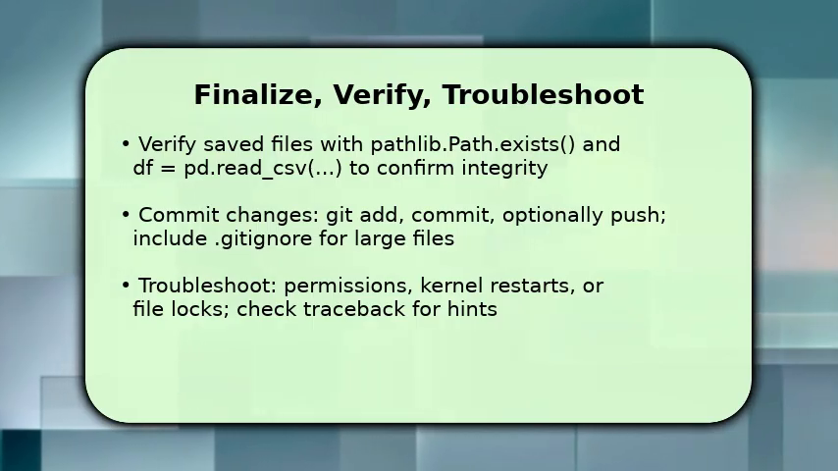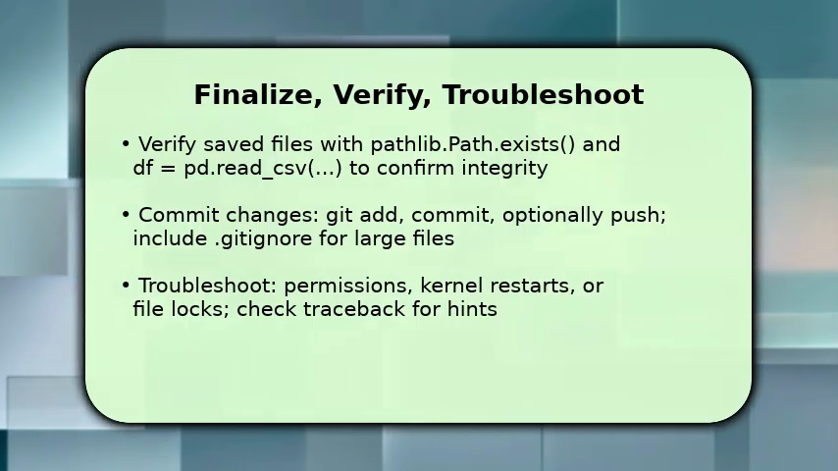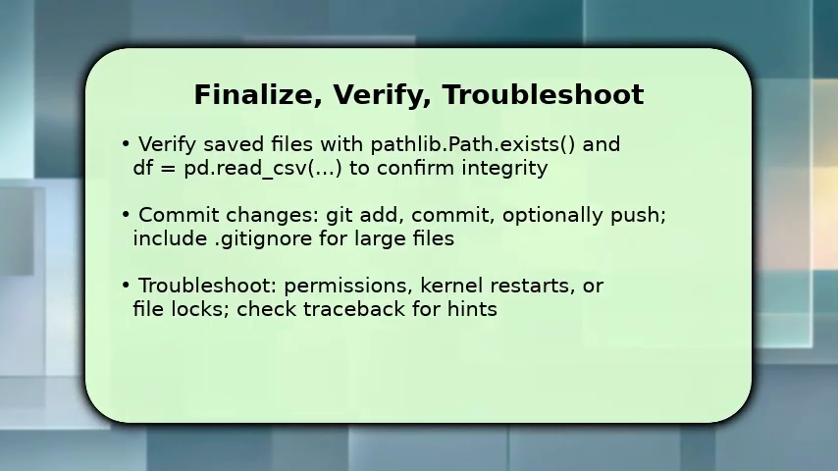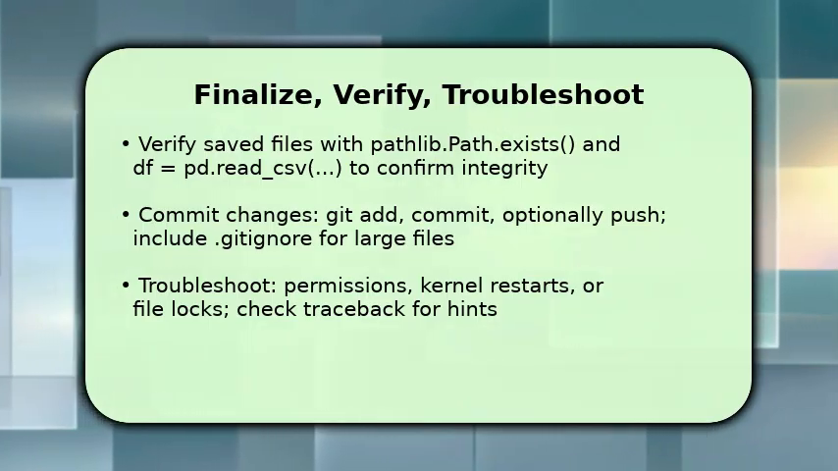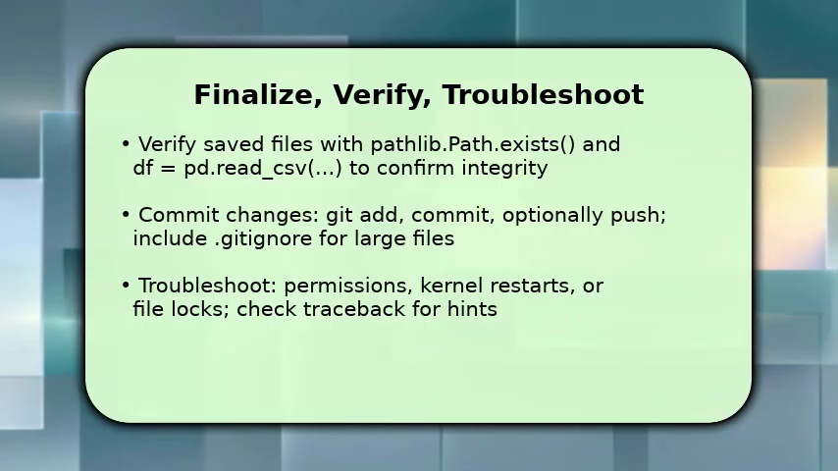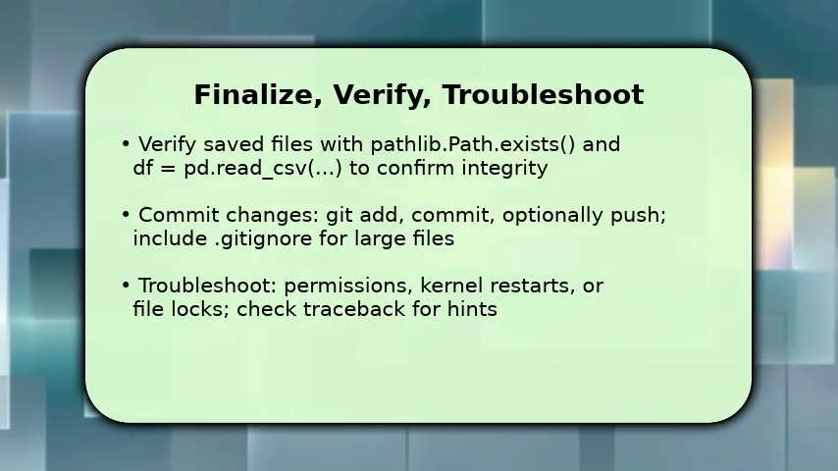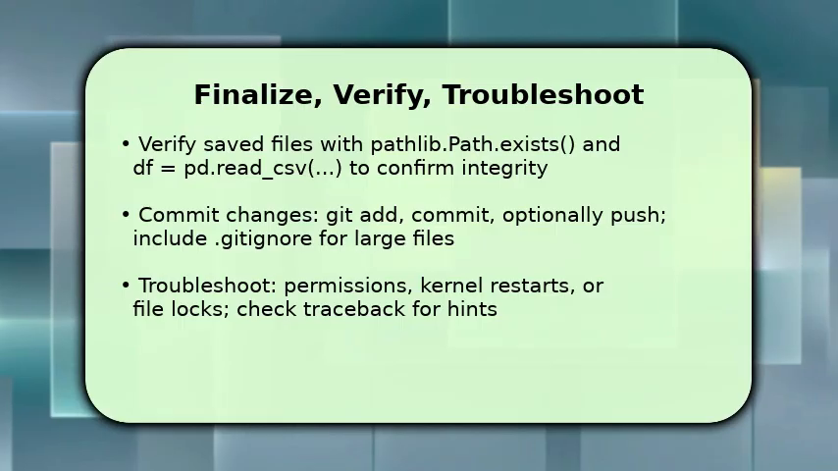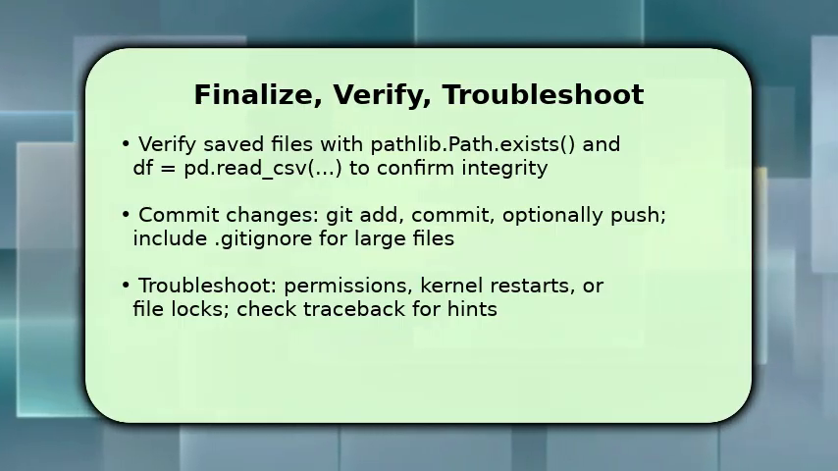If something goes wrong, inspect the error trace. Permission denied usually means file system or user rights. Kernel restarts can drop unsaved state, and file locks happen when another process holds the file. If stuck, restart the kernel, reopen the file, and retry the save with a new file name.